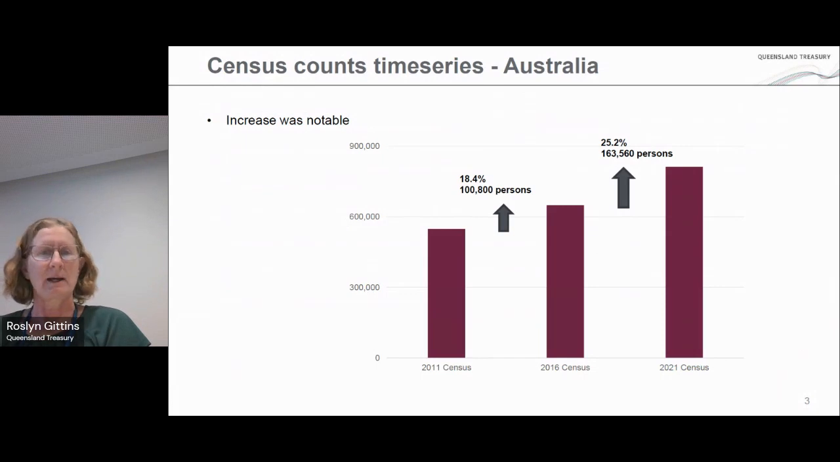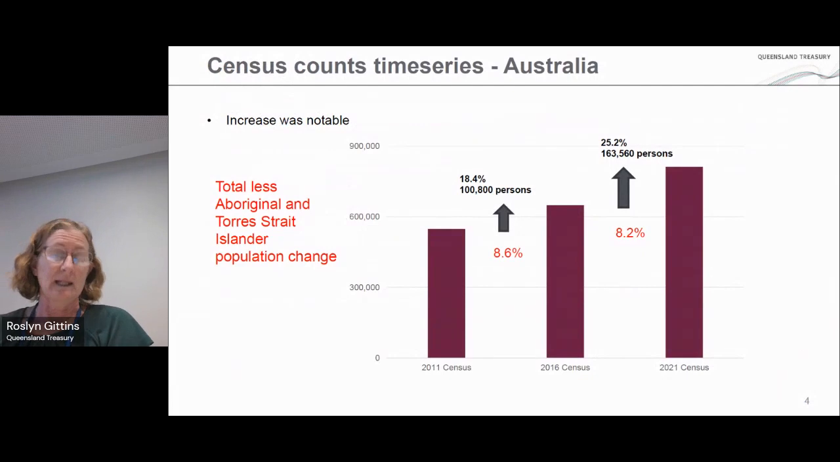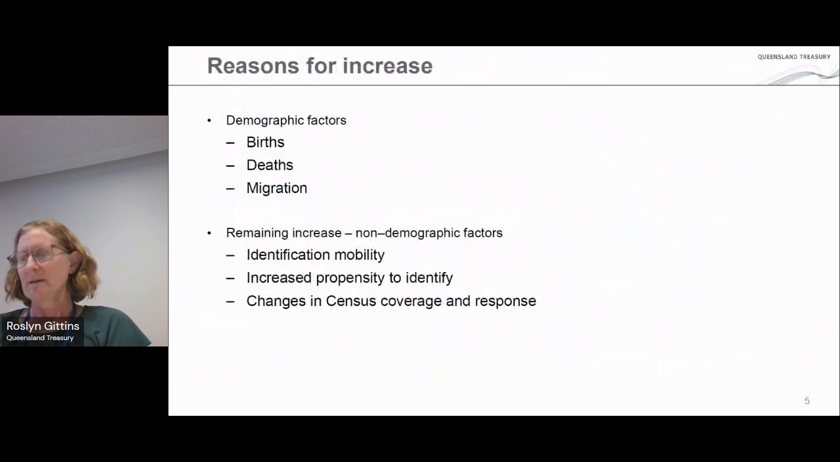And just for a quick comparison, if we take the Aboriginal and Torres Strait Islander count out of the total population, then the rest of the Australian population count increased by just over 8%. So you can see it's significantly different. There are a number of reasons for the increase in the census count of the Aboriginal and Torres Strait Islander population, and these are fairly well known.